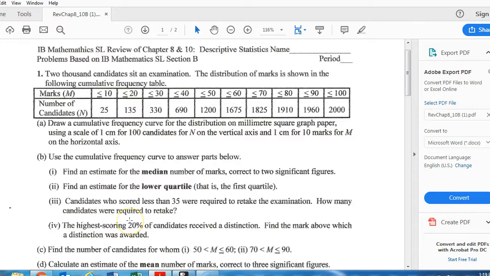Moving on, so candidates who scored less than 35 marks. Notice now they're giving me an x value to start with. So I'm going to start on the x-axis and trace that up and over to the y-axis to get my answer. As candidates who scored less than 35 had to retake it.